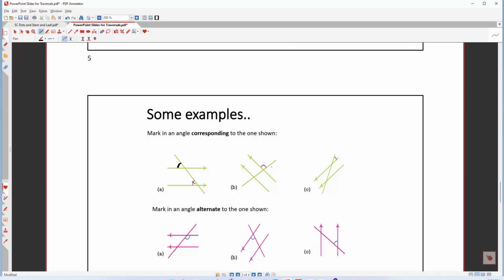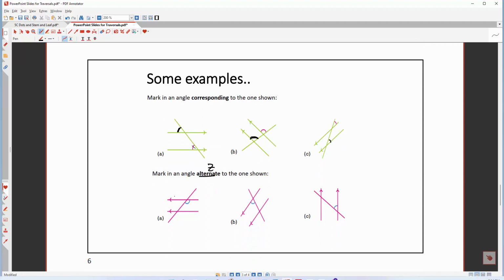Here's the parallel line and here's the traversal. Our corresponding angle will be this one here, so these correspond to each other. For the final one, we've got the parallel lines here and an angle here, so this is the corresponding angle. Now the alternate angle, follow the Z pattern. If I know that that one is there, the alternate angle, so they're both inside the parallel lines, has to be in this position here.